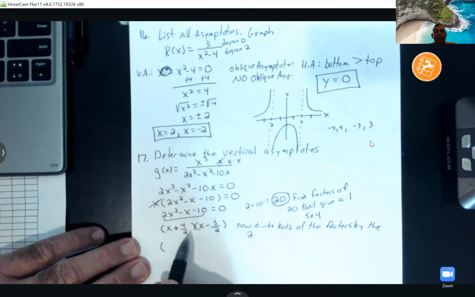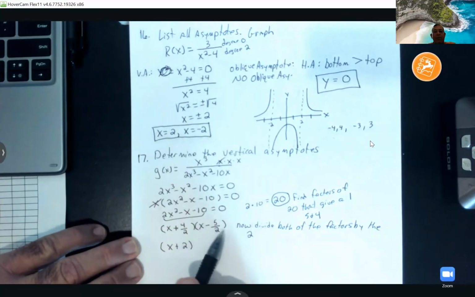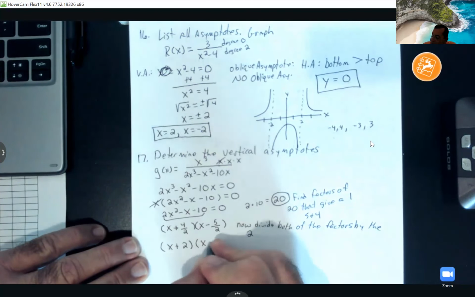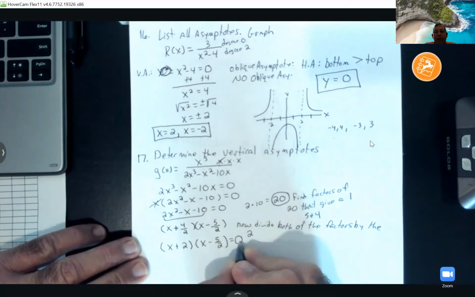Okay. Now, try to simplify these. On the first one, 4 divided by 2, that gives me a 2. Well, guess what? Can't do nothing to that one. So that's going to stay x minus 5/2. And remember, all this stuff is still equal to 0.